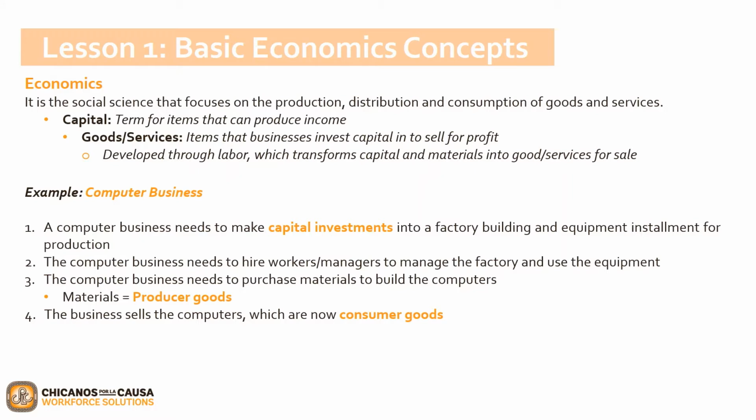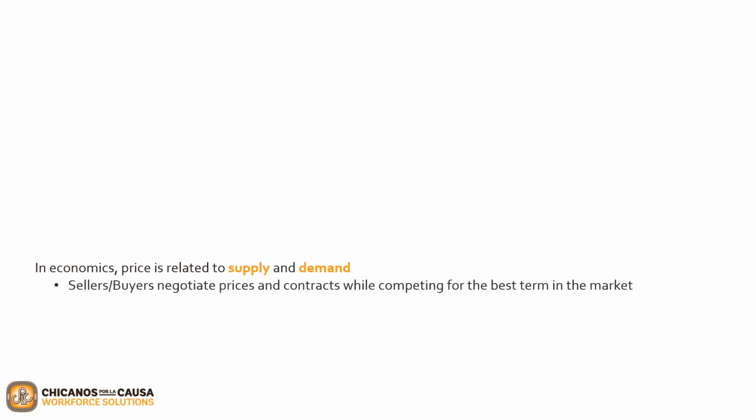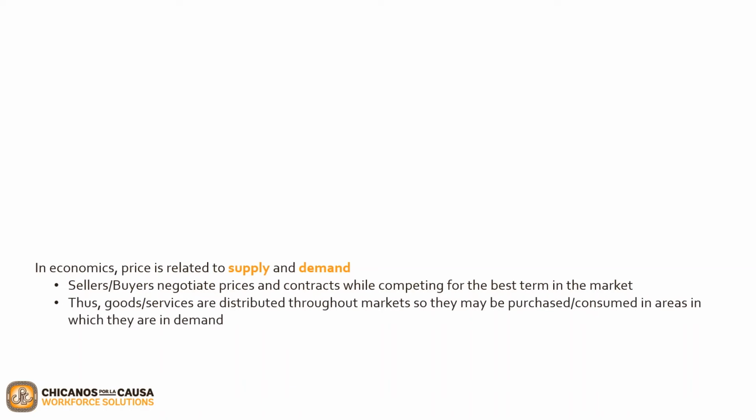Now that we have seen what it takes to run a business, let's dive deeper into markets through which businesses operate. Everything that we purchase comes from some type of market, where the world of consumers and producers intersect. In economics, price is related to supply and demand. Sellers and buyers negotiate prices in contracts while competing for the best terms in the market. Thus, goods or services are distributed throughout the market so they may be purchased or consumed in areas in which they are in demand.